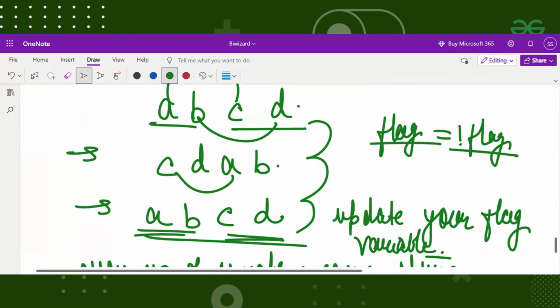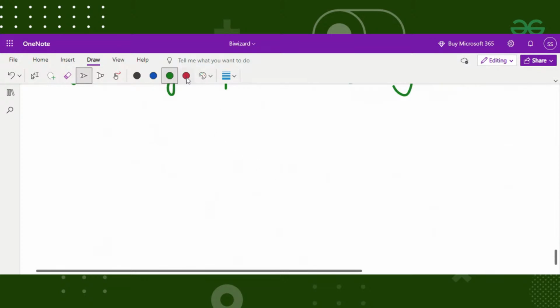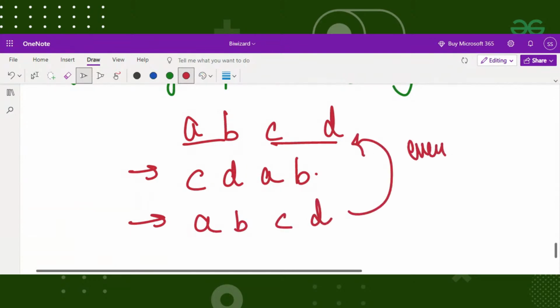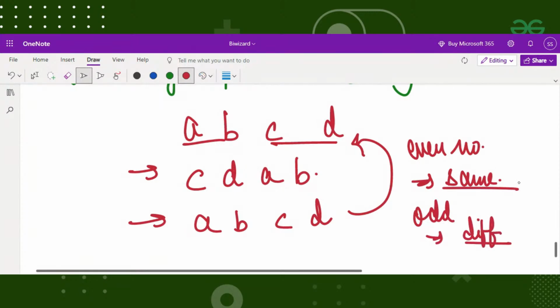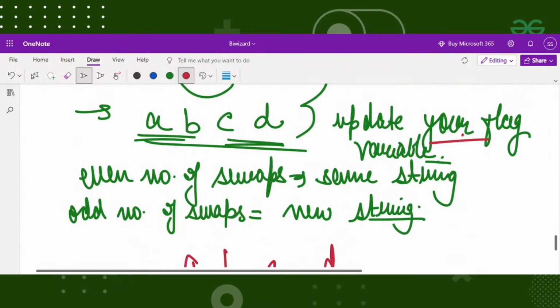All right, when I was explaining this, I think my screen was not visible, so let me explain this again. If we have A, B, C, D and you do a swap of the first n characters with the last n the first time, you will get C, D, A, B. Now if you do the swapping again, you will get A, B, C, D, the same string again. So for an even number of swaps we have the same string, and for an odd number of swaps we have a different string. So rather than doing the swapping again and again, you can simply update your flag variable. That will give us the answer.